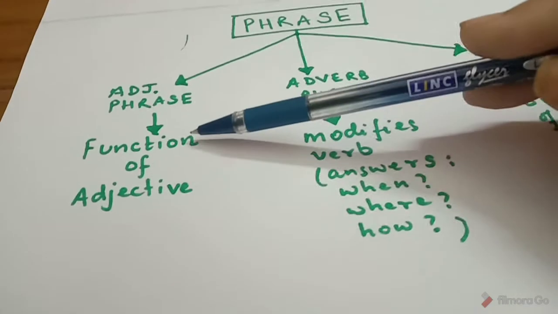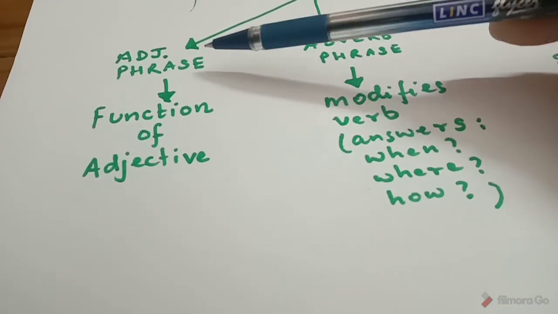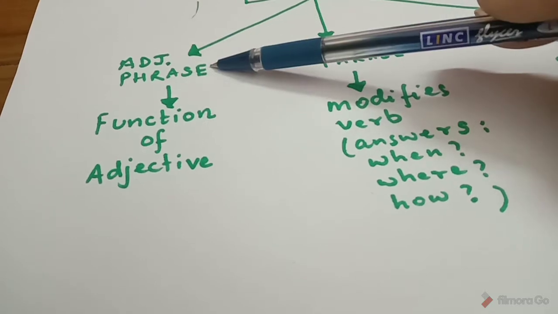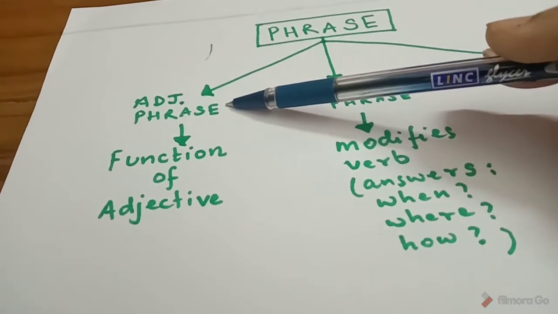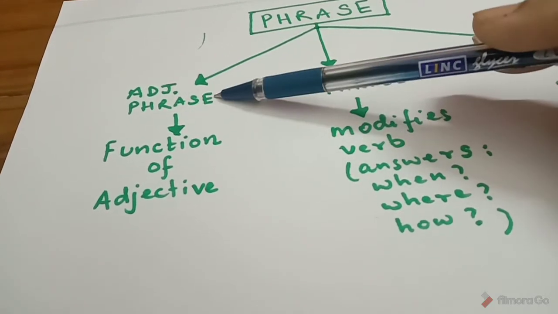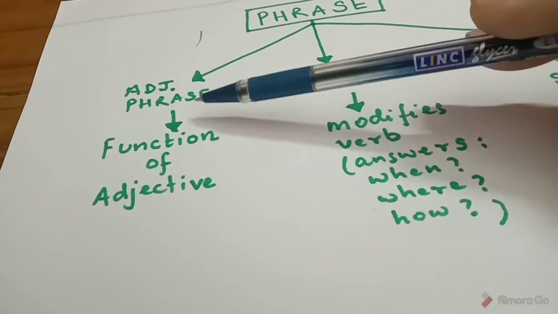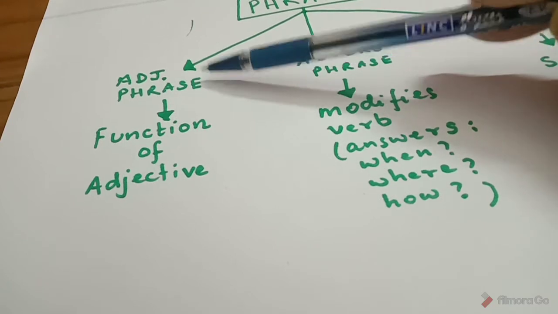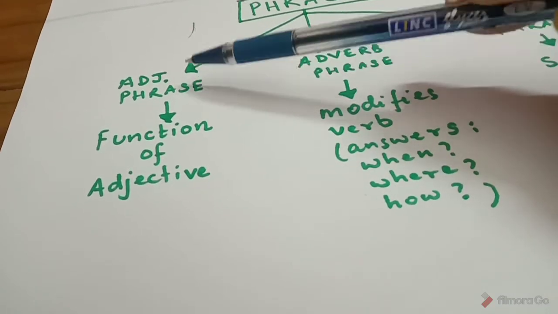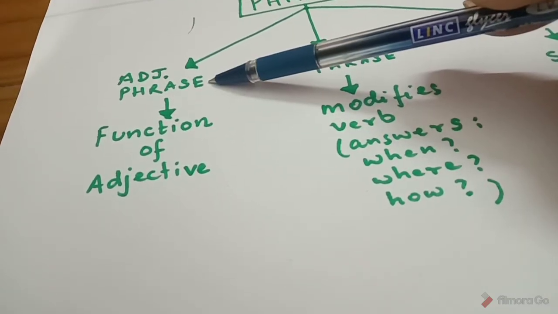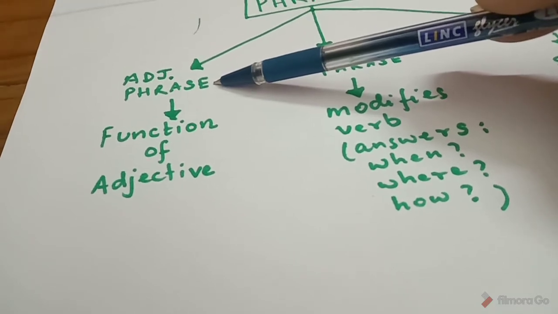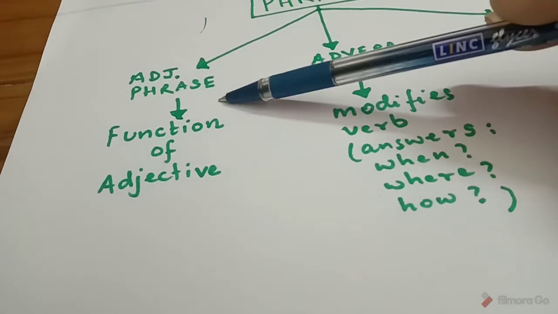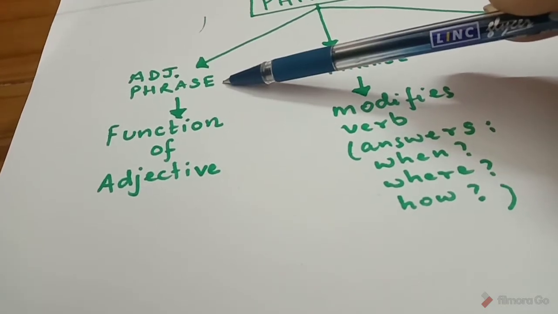Now let's have a basic understanding of adjective phrase. Now we all know what is an adjective. Adjective does the function of describing a noun. An adjective modifies a noun, it qualifies a noun, it gives us more information about nouns. So what is an adjective phrase? Now we all know what is a phrase. A phrase is a group of words, and it does not have any subject or any predicate, that is, it has no verb.